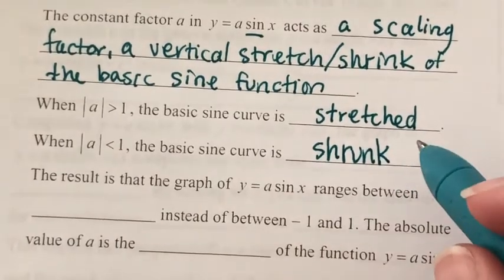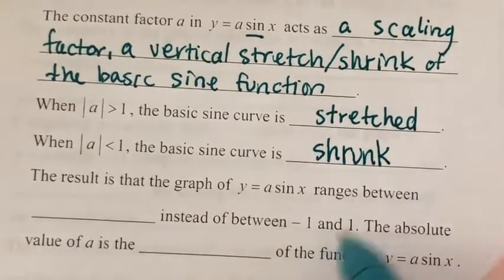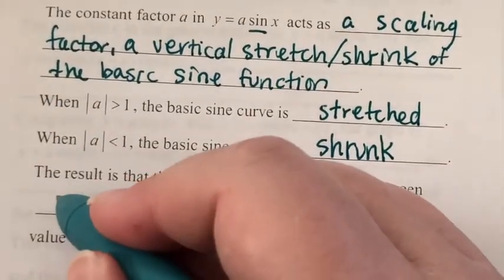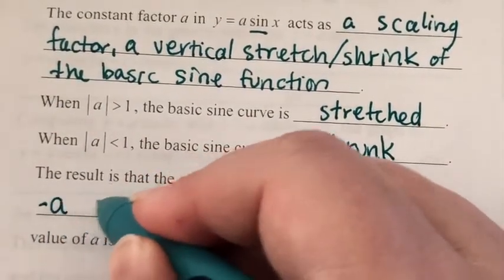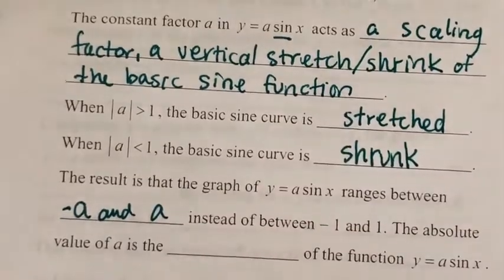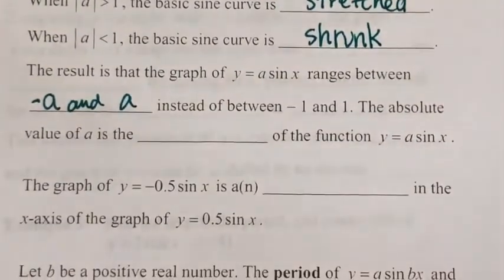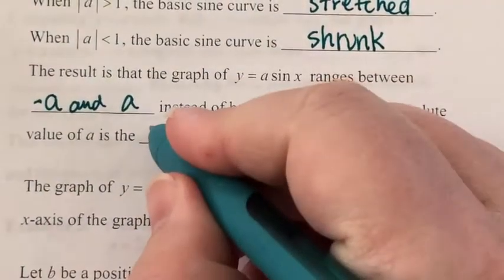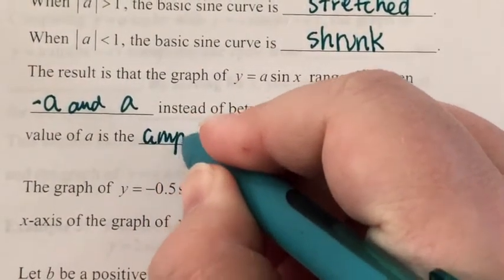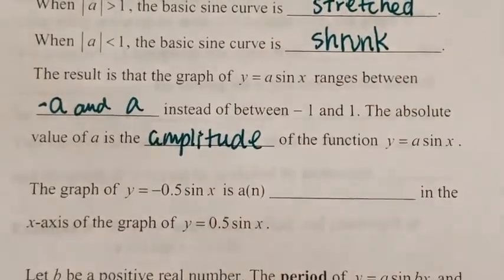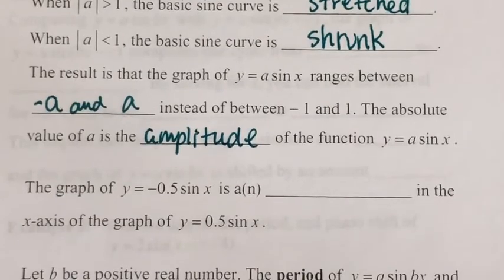And the result, in other words, the graph is going to go up and down between negative A and A, instead of between negative 1 and 1 like the basic one we had. So then the absolute value of A is the amplitude of the function A sine of x.